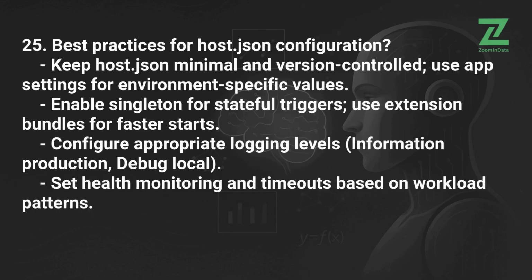25. Best practices for host.json configuration. Keep host.json minimal and version controlled. Use app settings for environment-specific values. Enable singleton for stateful triggers. Use extension bundles for faster starts. Configure appropriate logging levels: Information in production, Debug local. Set health monitoring and timeouts based on workload patterns.